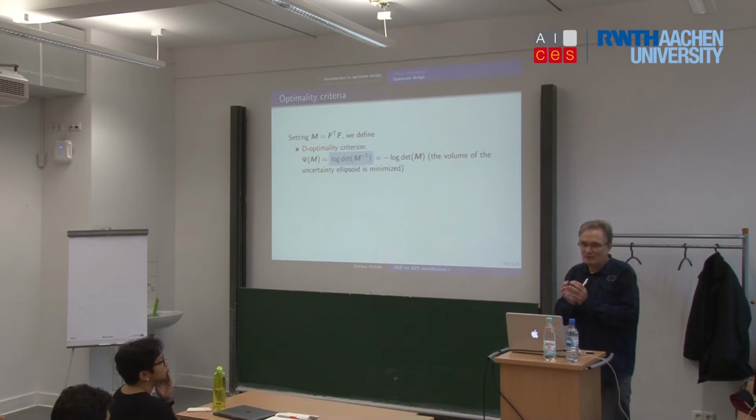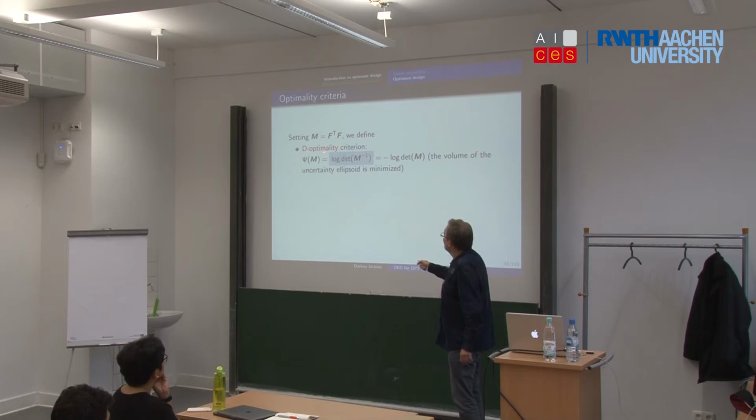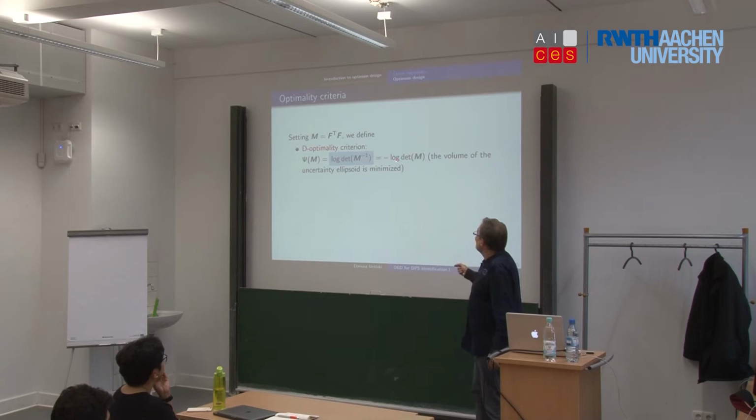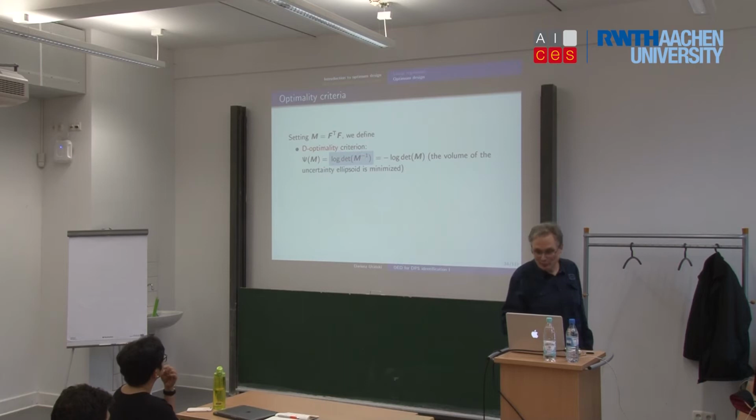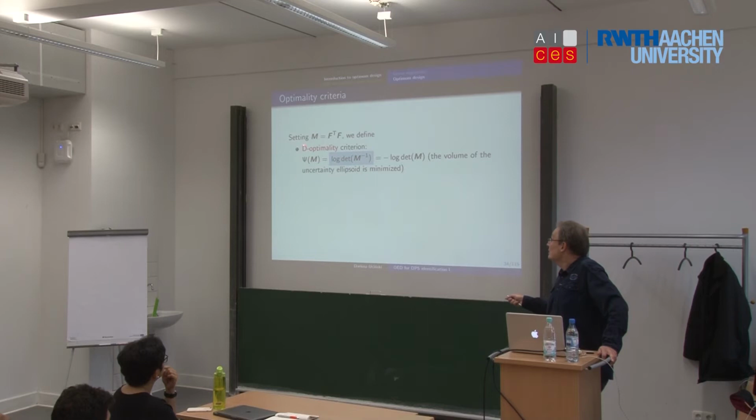We can take the inverse in front of the log determinant function. So basically, we should minimize this criterion, which means that we maximize the determinant of the information matrix. This is the most popular optimality criterion, which is called the D optimality criterion. D comes from determinant.